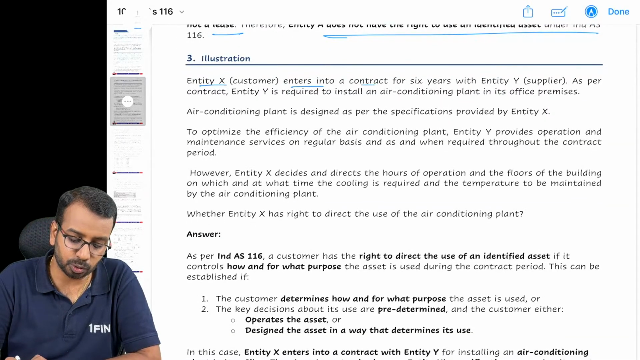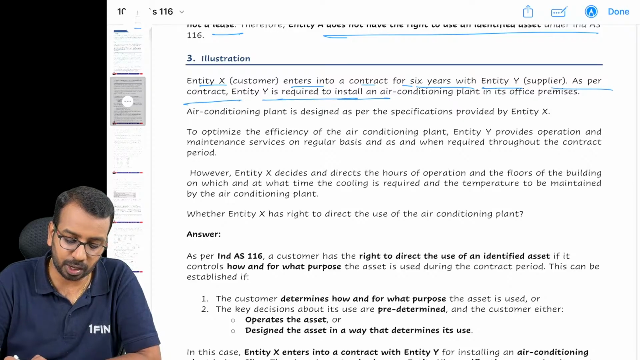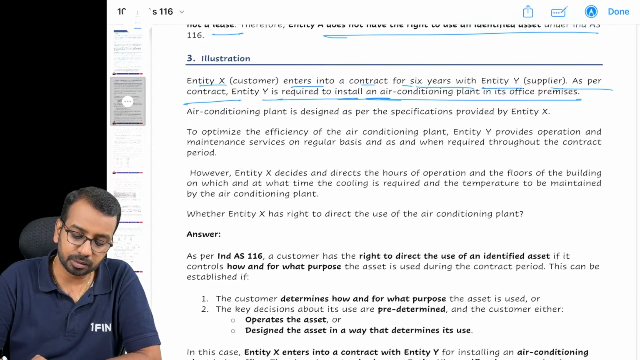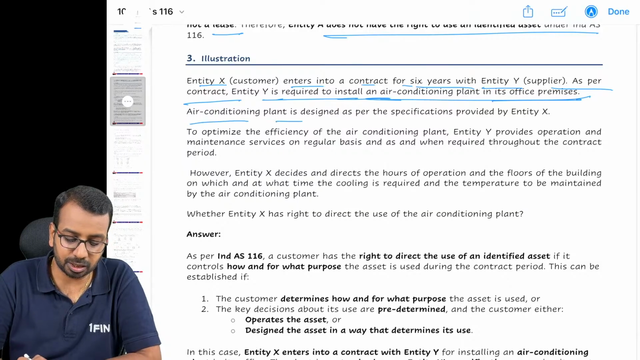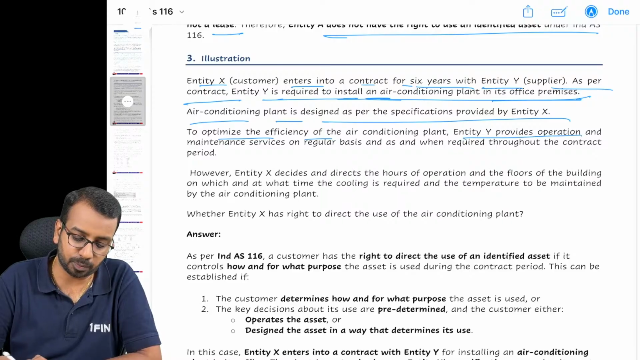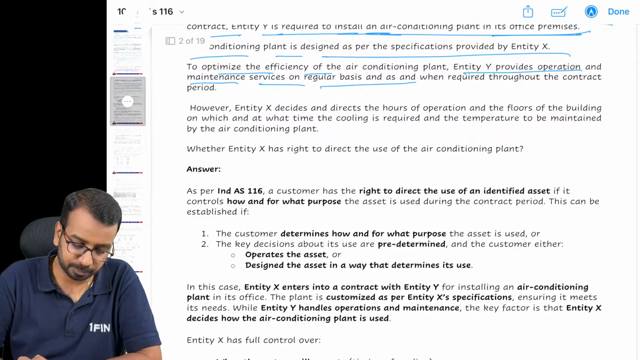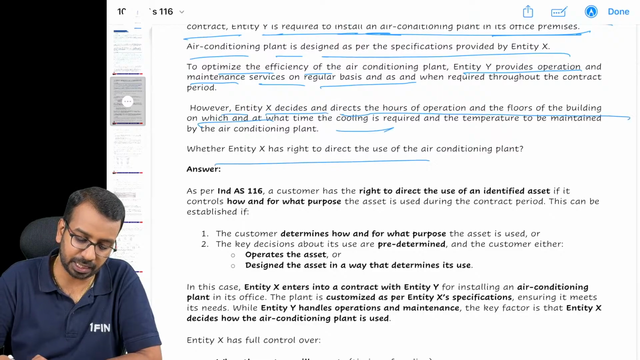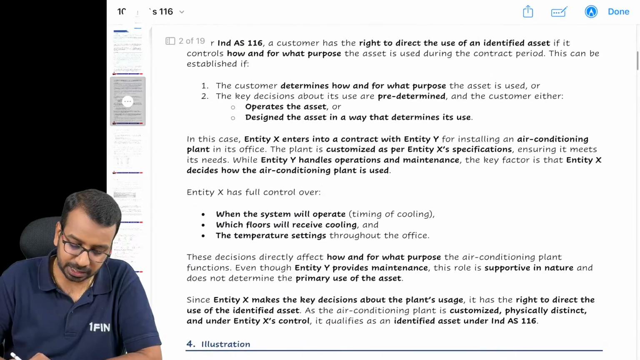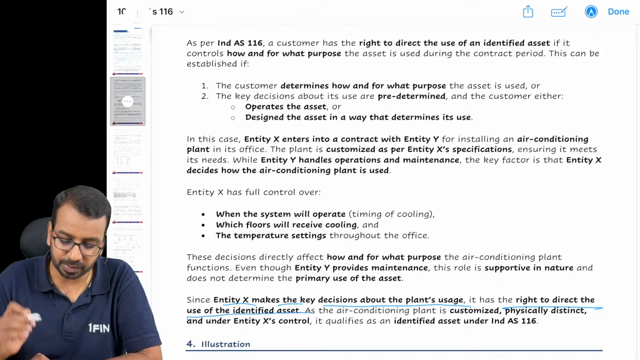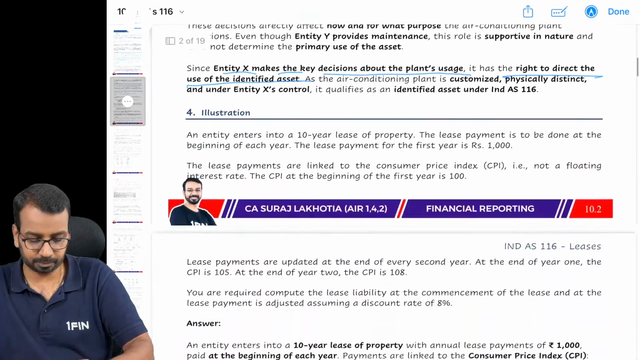Entity X enters into a contract for 6 years with entity Y. As per contract, entity Y is required to install an AC in X's office premises. Air conditioning plant is designed as per X. To optimize the efficiency, entity Y provides operation and maintenance services on a regular basis. However, entity X decides and directs the hours of operation, floors of the building, etc. Whether entity X has the right to use the asset? Since entity X makes key decisions about the plant usage, it has the right to direct the use of the identified asset. Simple.